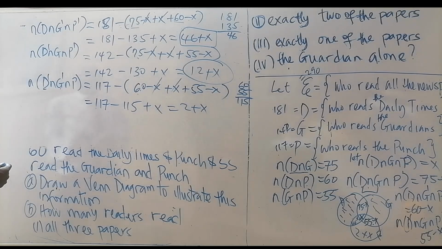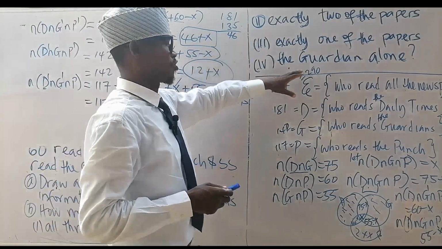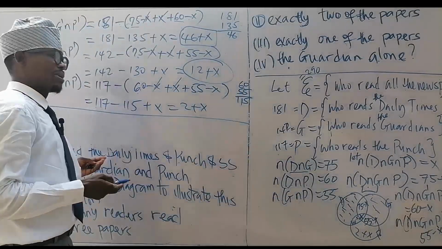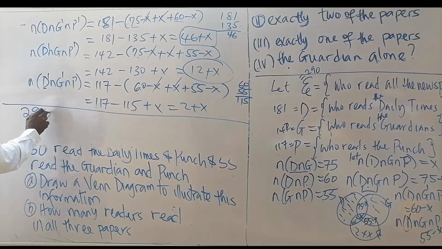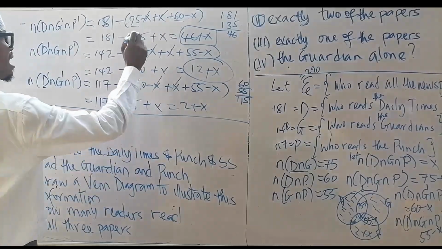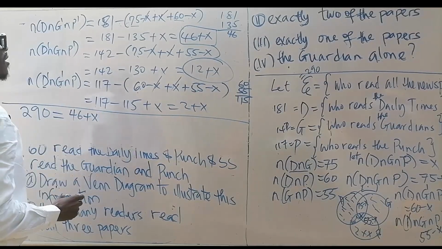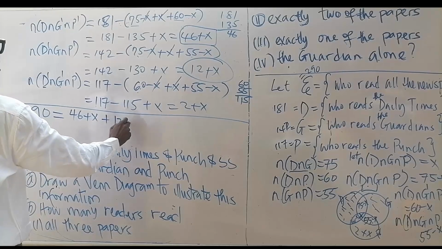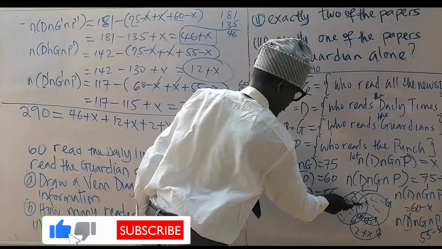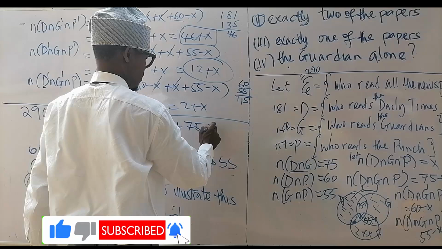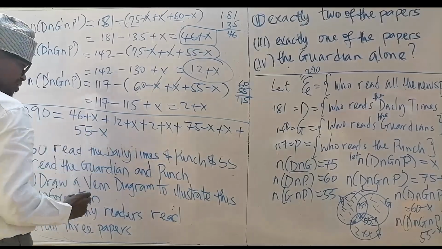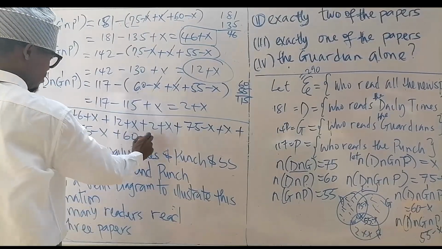After that, we've gotten all the information we need, and we have the universal set as 290. We want to find the value of those that read all the 3 papers. So the universal set, which is 290, is equal to the total of these Venn diagram values: the first one, 46 plus x, then plus 12 plus x, and then plus 2 plus x. Then plus 75 minus x, plus this place, and then plus 55 minus x, and then plus 60 minus x.